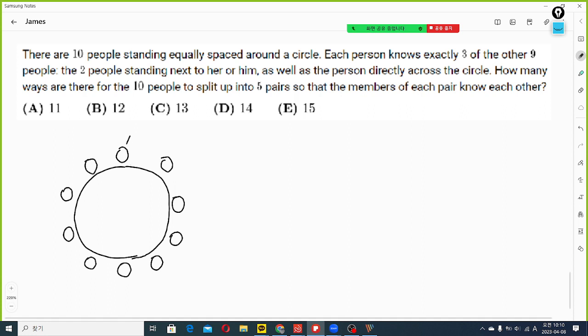So for example, this person knows the person neighboring him, so these two people, and he also knows the person opposite him. So this person knows three people, and other people have the same cases.